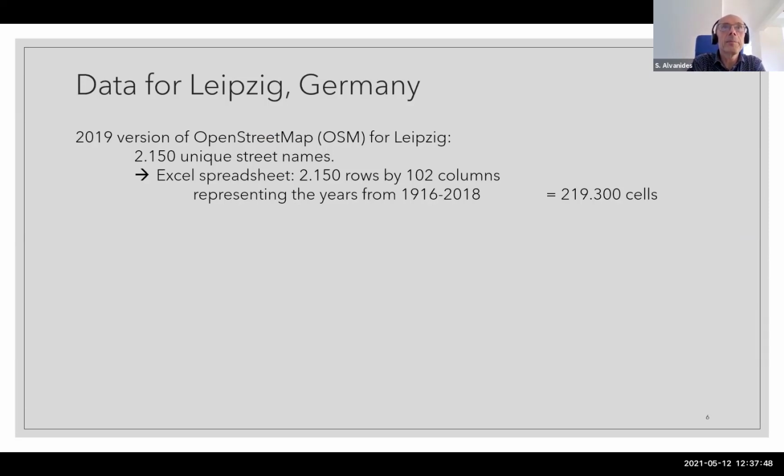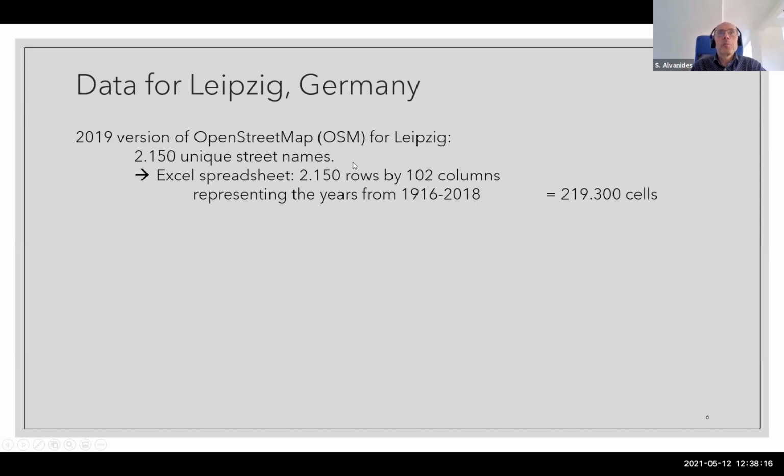Now, focusing on Leipzig, we use the 2019 version of the OpenStreetMap, and this was downloaded from Digimap, and this is the reason why I'm giving you the talk today. I could have used other sources of downloading the data, but it will become evident why I used Digimap Global for the data. And this consisted of 2,150 unique street names in the Leipzig area.